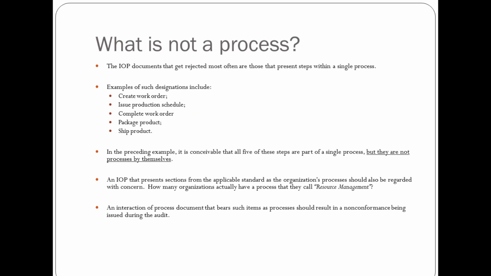Also, an IOP that presents sections from the standard as the processes should also be regarded with concern. Now, if you think about it, how many organizations actually have a process that they would call resource management or product realization? These are designations from the standard. These are not going to typically be process names. An interaction of process document that bears those types of things as your processes, we've instructed our auditors to issue a nonconformance and say that this is not an accurate reflection of what I'm seeing as your processes.